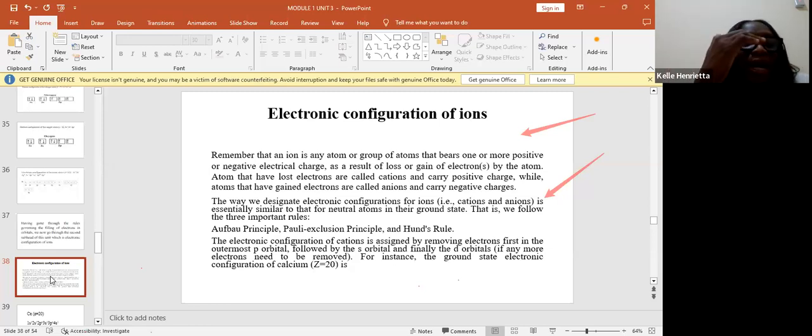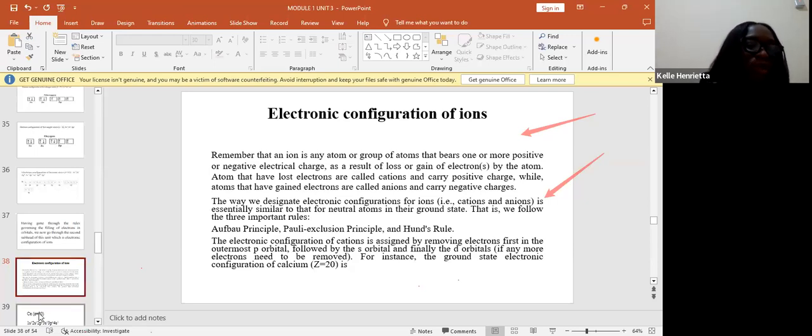Equally, as we can write the electronic configuration of atoms of an element, we can equally write the electronic configuration of ions, of charged substances. You can write the electronic configuration of cations. You can write the electronic configuration of anions.